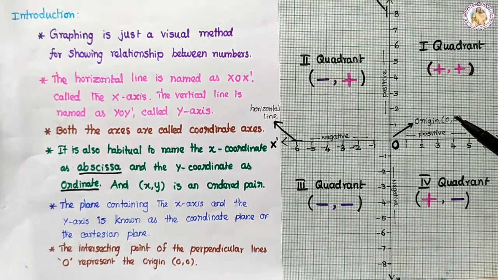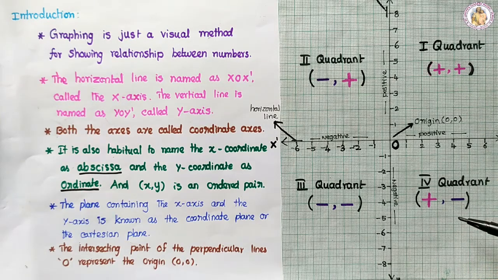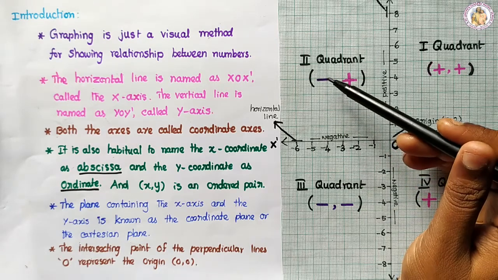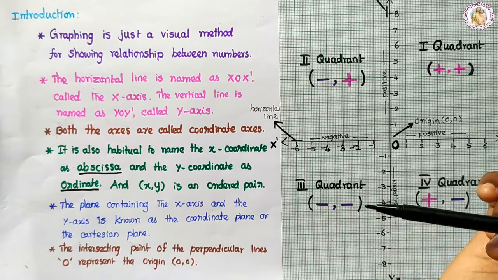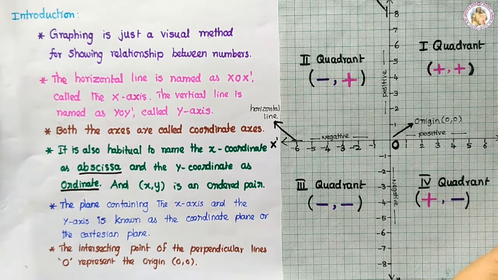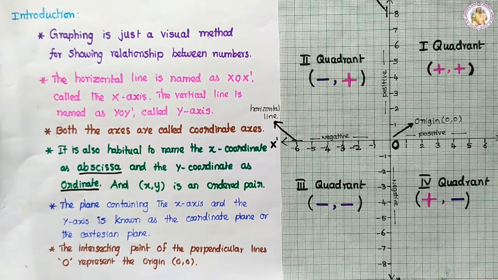Here we can easily remember this: plus plus first quadrant, plus minus fourth quadrant. Both are plus in the x-axis, that is first and fourth. Minus minus third quadrant, minus plus second quadrant. So keep this in your mind. Let me start the exercise sums.